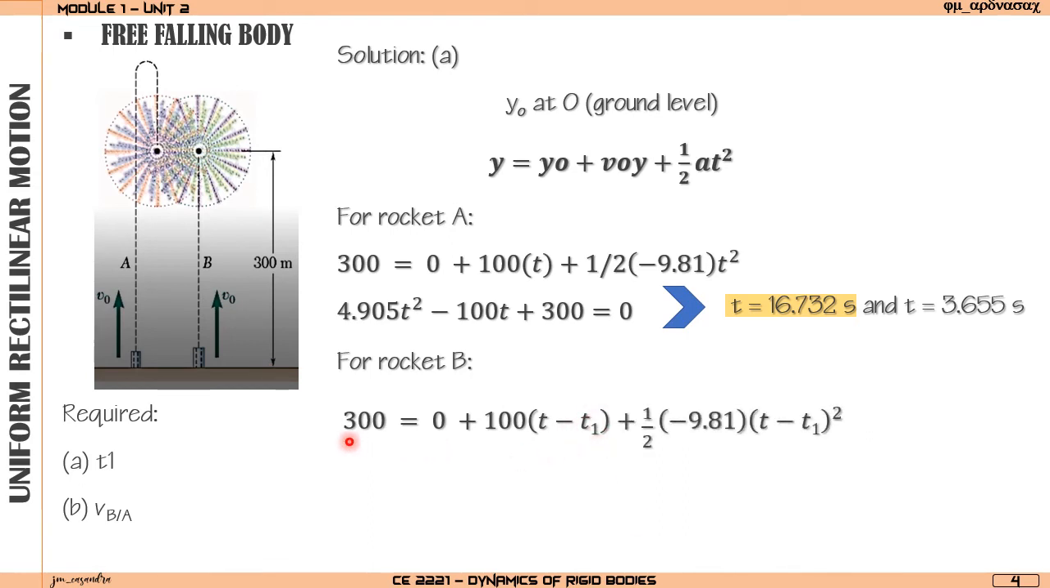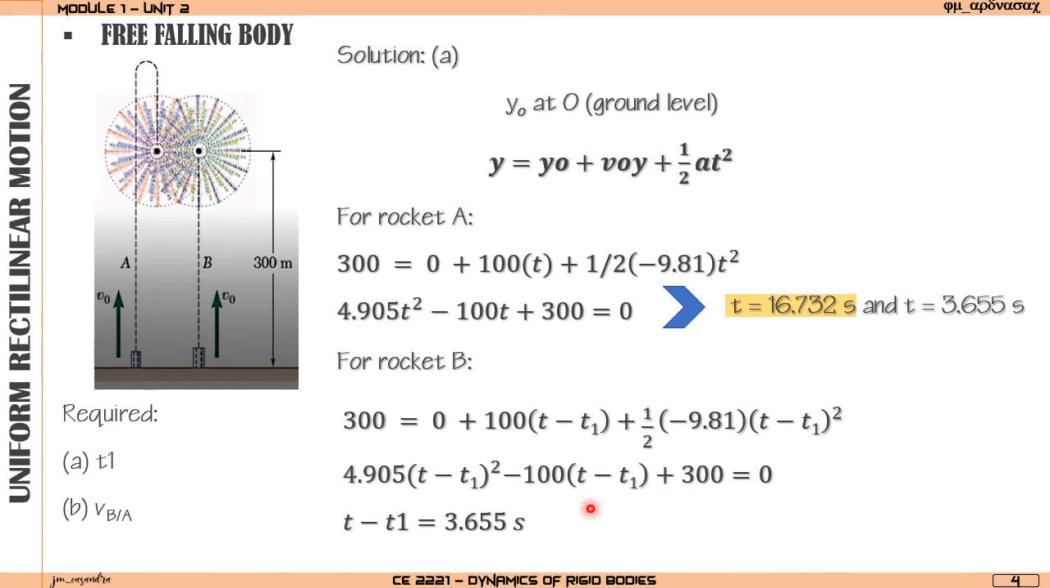Okay? So, with that, we have solved for T already. So, substitute 16.732 in the equation. And then we'll arrive at 4.905 times (16.732 minus T1) squared minus 100 times (T minus T1) plus 300. Okay, so we'll now arrive at T minus T1, which is 3.655 seconds, or T1 is now equivalent to 13.077 seconds.